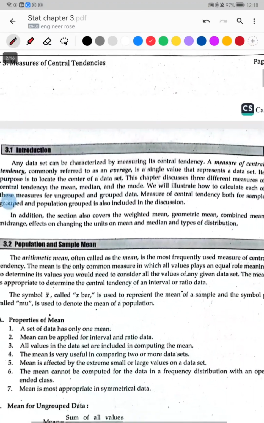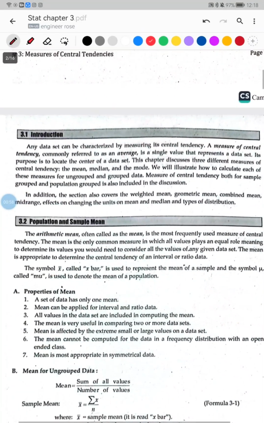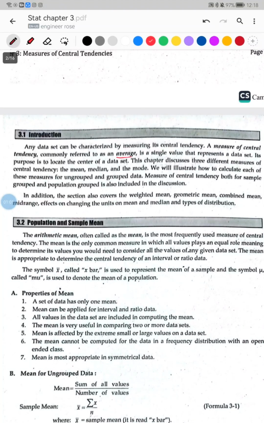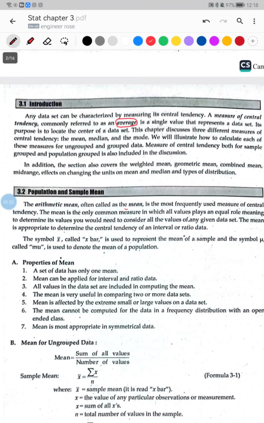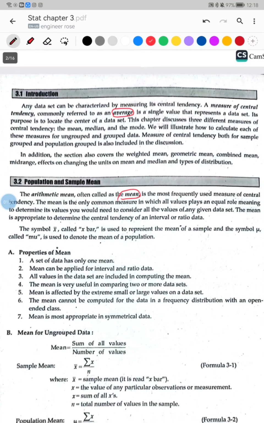The measure of central tendency is commonly referred to as an average, a single value representing the data set. Meaning, in a group of data, you add all the data and get the average. That is the common way of solving the measure of central tendency. The arithmetic mean, also called the mean, is the most frequently used measure of central tendency.